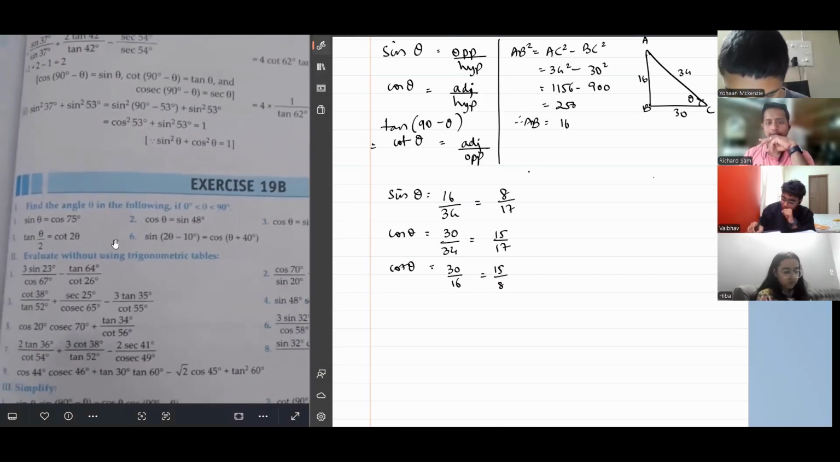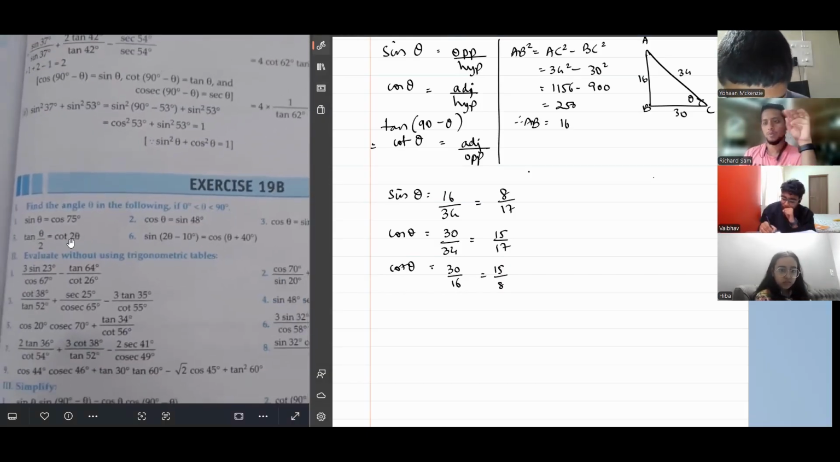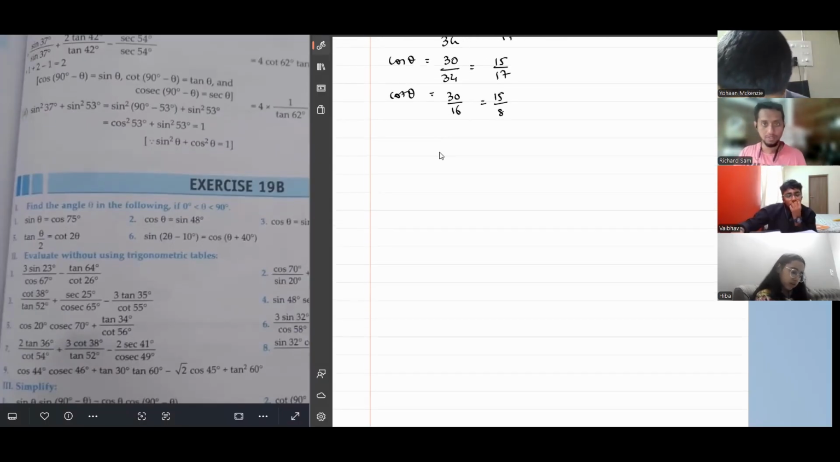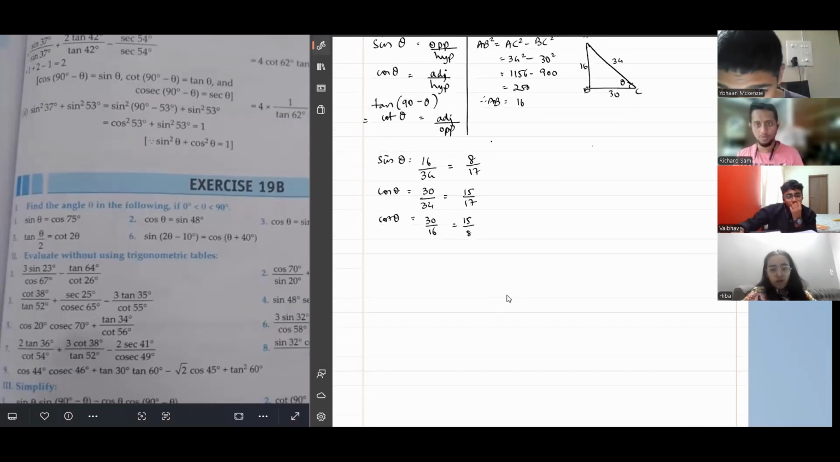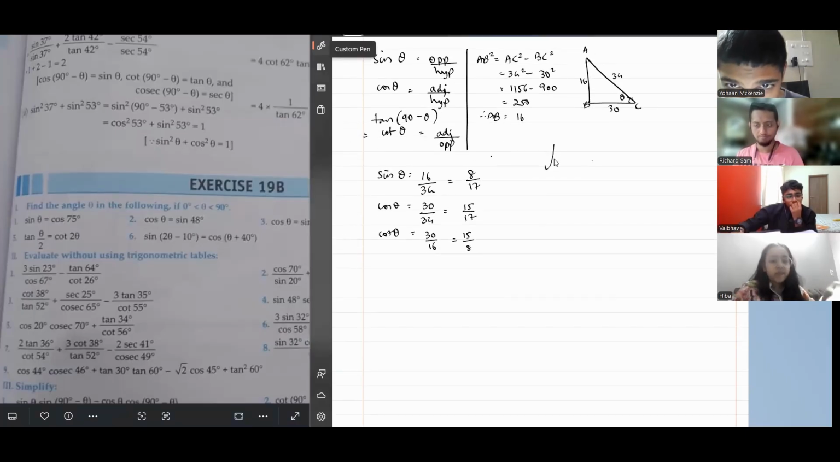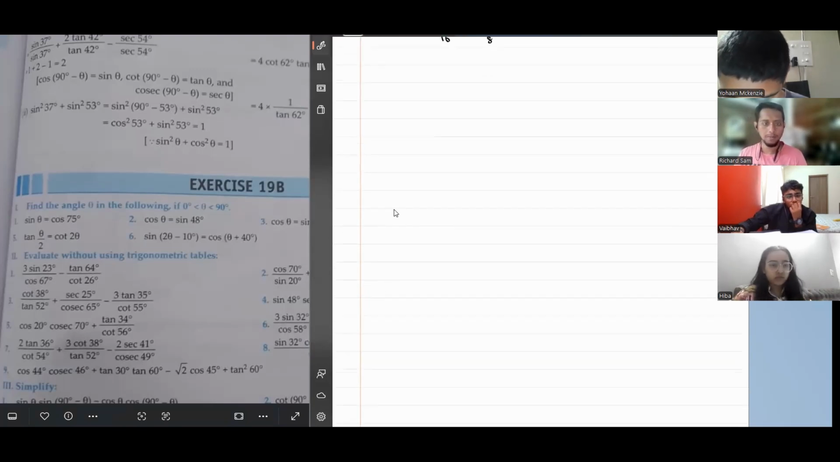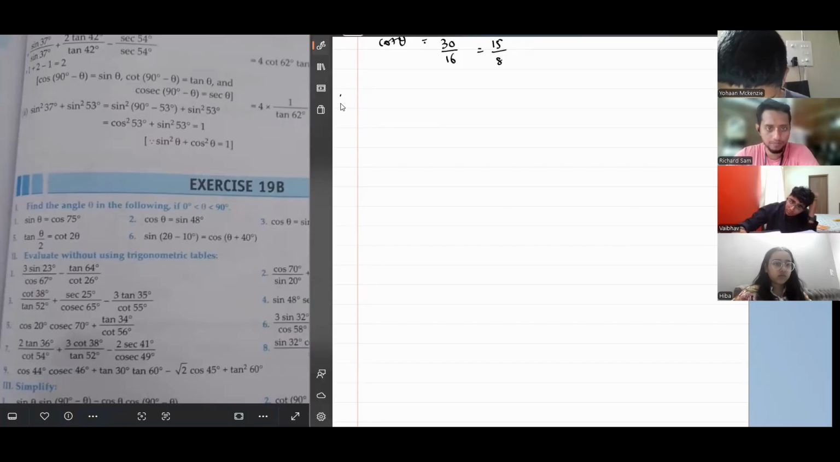Okay, we'll go to 19B now. We're using these same complementary angles here now. Okay, this is where you're mainly using these complementary angles. All right, so first question. I hope you're all done with this. Yeah. Okay, here. 19B. Find the angle theta in the following, where theta is between 0 degree and 90 degree.